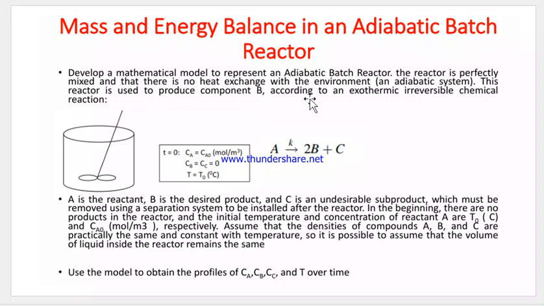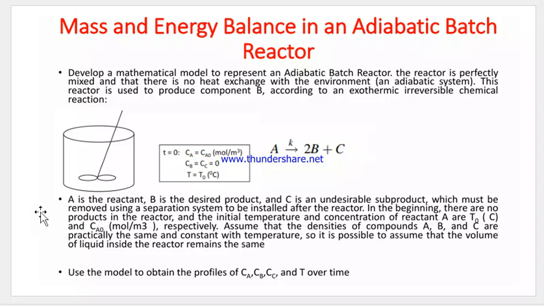Develop a mathematical model to represent an adiabatic reactor. The reactor is perfectly mixed and there is no heat exchange with the environment. This reactor is used to produce component B according to an exothermic irreversible chemical reaction below, A to B to C. A is the reactant, B is the desired product, and C is an undesirable product, which must be removed using a separation system to be installed after the reactor.